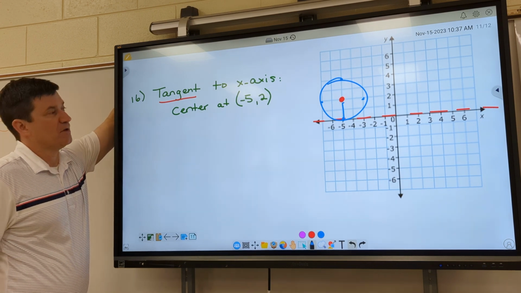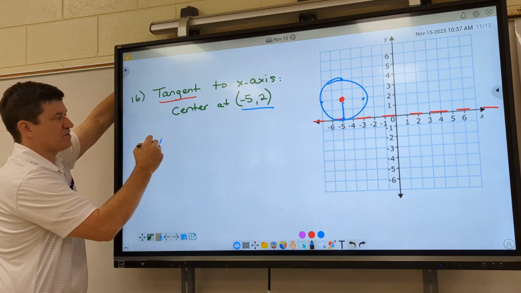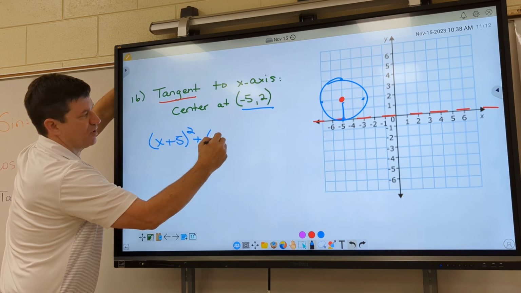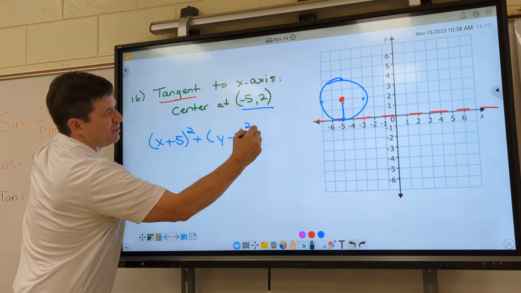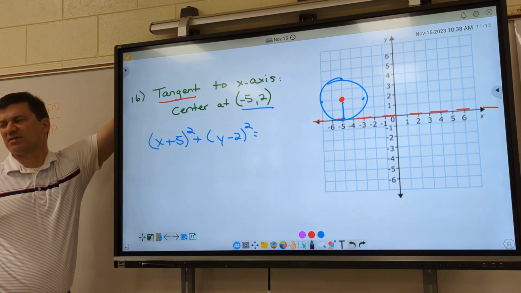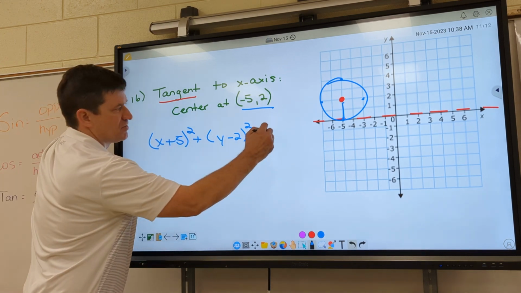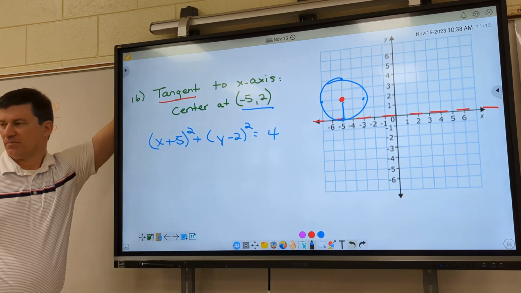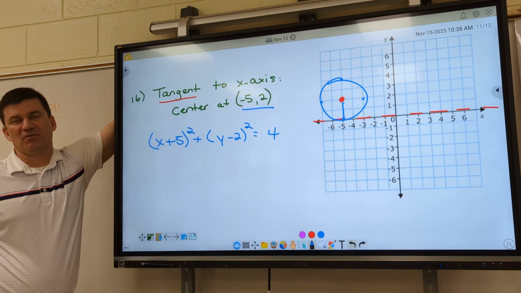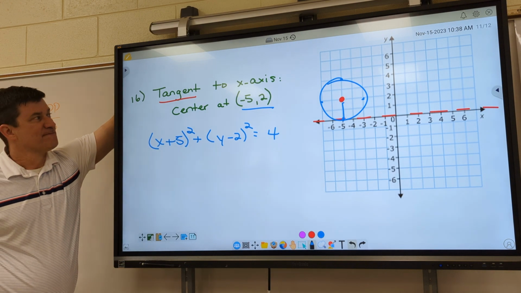All right, so now look, we got our center. I can go ahead and start writing my answer. X plus 5 squared plus y minus 2 squared. Now, we could plug in points or we could just count the radius. What did we say the radius is? 2. 2 squared is? So it just equals 4. Some kids do get mixed up on 16 and 17 on the test, so we'll try to go over it several times.